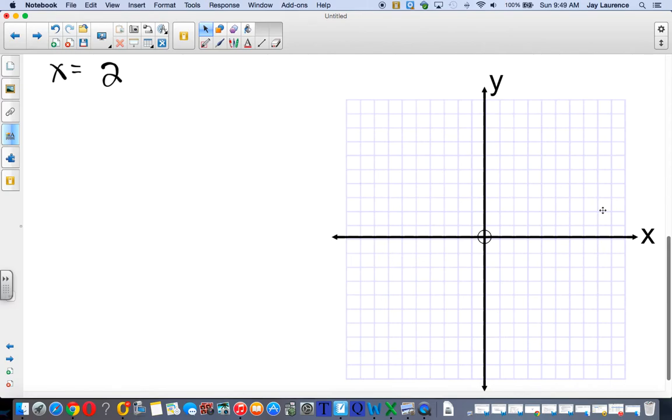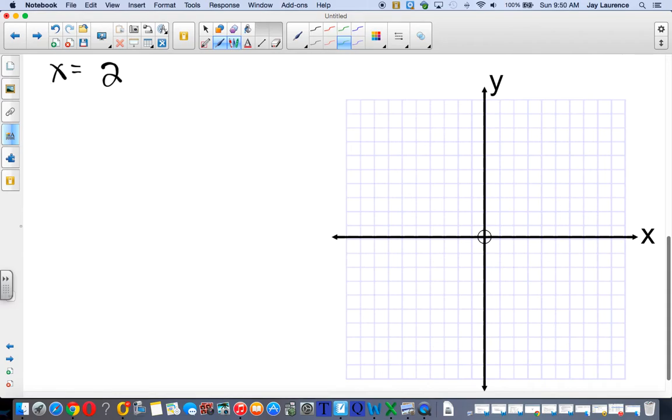All right. So here's what we're going to do. We are going to try to identify the slope and y-intercept of this one. You can't do it. Can't do it.